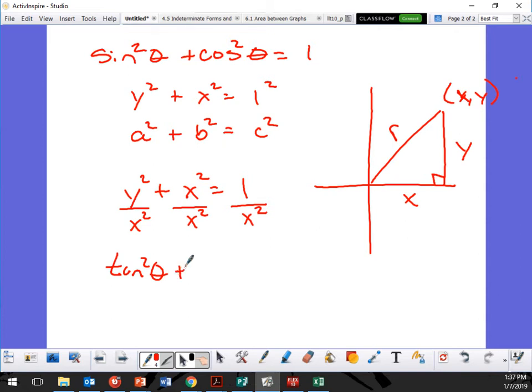Okay, what is x squared divided by x squared? 1. Now, what is 1 over x? Secant. That one's secant, right? But what if it's 1 over x squared? Secant squared.